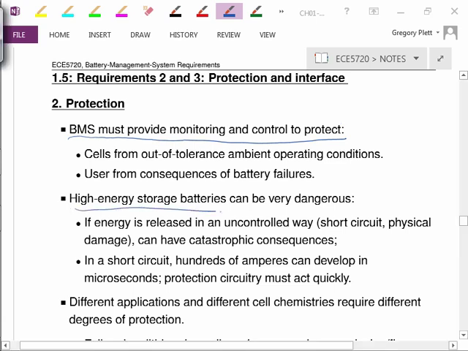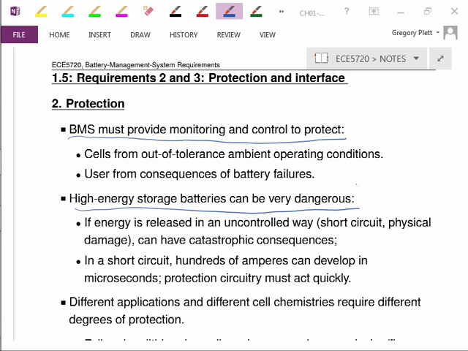Now we can pretend that lithium-ion batteries are all very benign and so forth, but that's kind of silly. Anything that stores energy is dangerous. Gasoline is dangerous, a flywheel is dangerous, a battery is dangerous. Energy, if released in an uncontrolled form, is very dangerous.